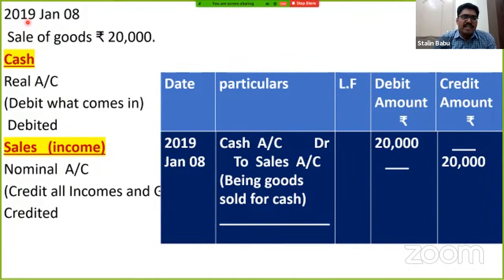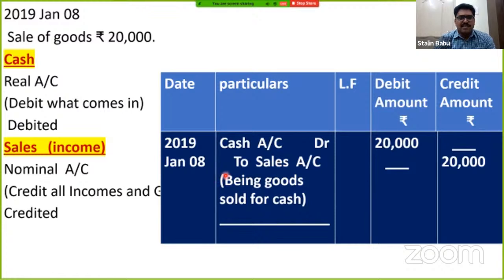What is the date? January 8. Write January 8 in date column. Write the entry: cash account debit to sales account. What is the amount? 20,000. Write 20,000 in debit column against debit account. Write 20,000 in credit column against credit account.